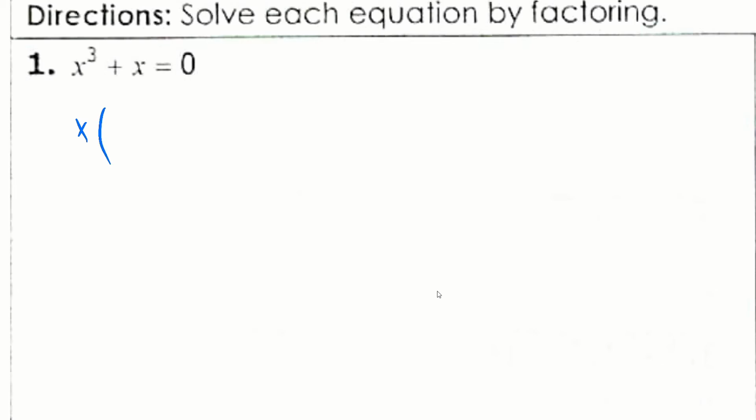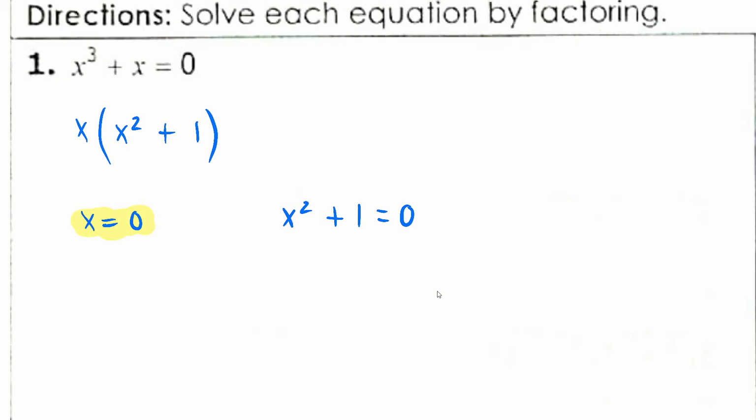X cubed divided by x is x squared. And positive x divided by x is positive 1. The x's cancel. So have I gotten it down to x squared at least? Look, the x squared plus 1, I can't do anything with that. That's not difference of squares. So I can take these factors now and set them equal to 0. So look, if I do that, isn't the first one already solved? One of my answers is x equals 0.